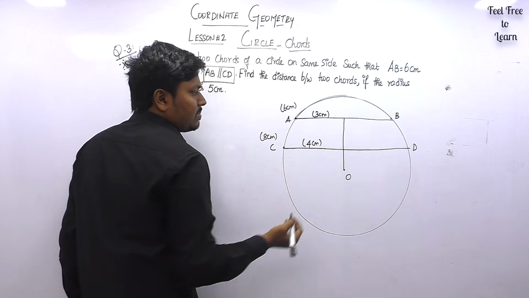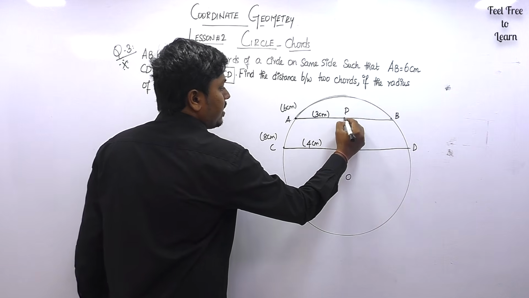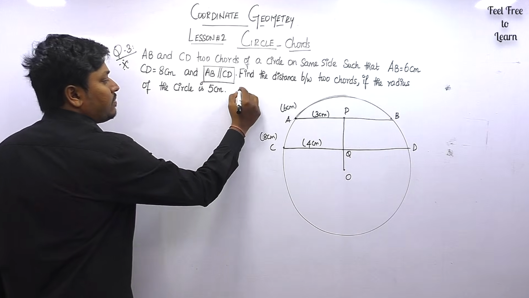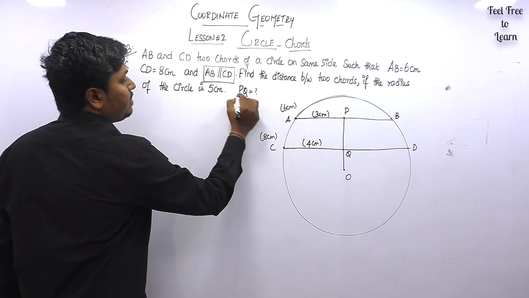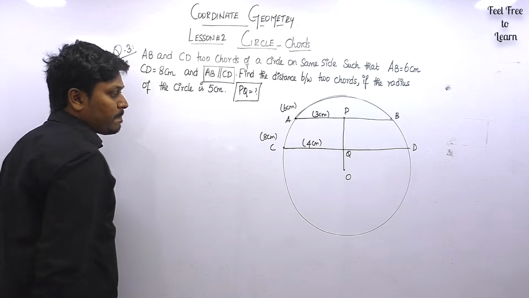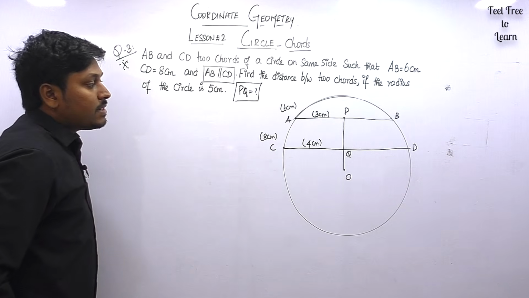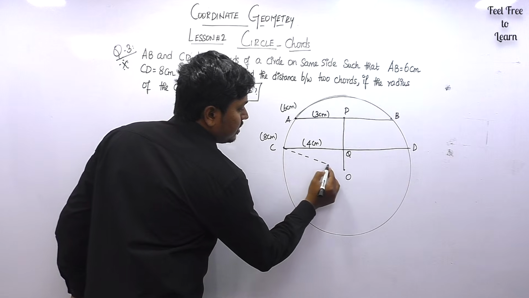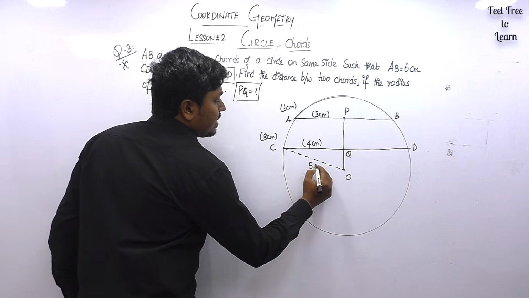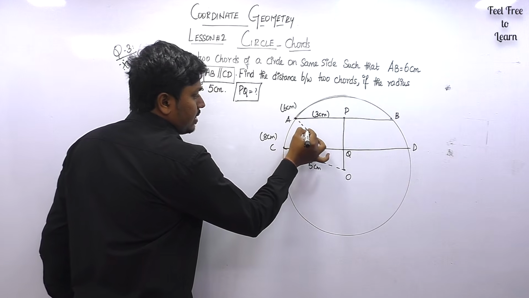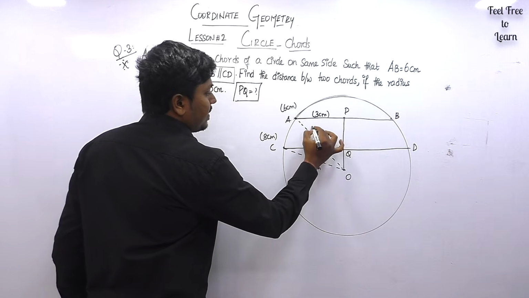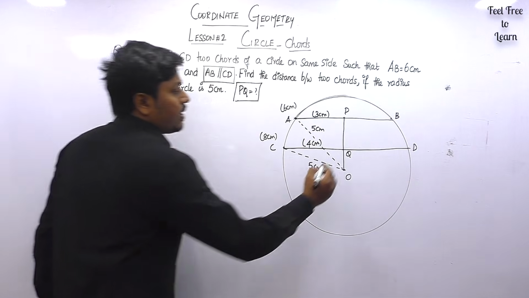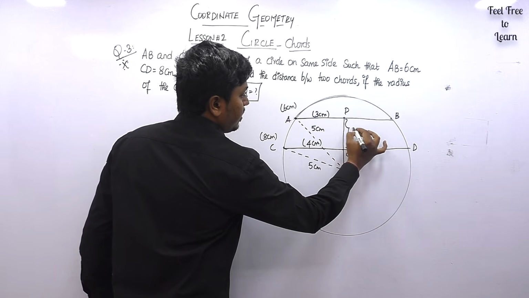Now let me assume some points here. We can assume this as point P and we can assume this as point Q. So now our target is to find the distance between P and Q. So this is our target, right? And radius of the circle is given, that is 5 centimeter. So let me draw a radius here for the first chord, that is 5 centimeter, and similarly the radius for the second chord is 5 centimeter. Always the radius will be common for the entire circle, right? So now our target is to find the distance between P and Q.